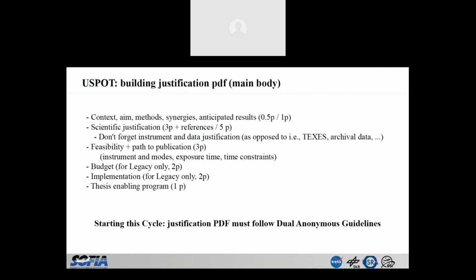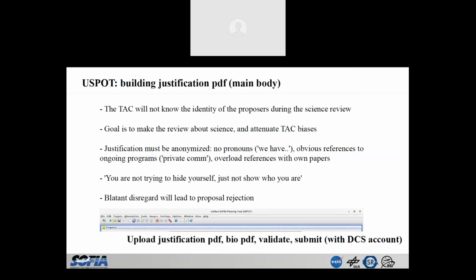Then you will have to build the justification PDF. So that's the most important point probably. And starting this cycle, we're following dual anonymous guidelines, which means that this justification must be anonymized. So the TAC doesn't know your identity at the moment of science review, and hopefully that helps to make the review more about science. We have a lot of details on our website, and we even recorded a webinar about that. But yeah, don't actively identify yourself.